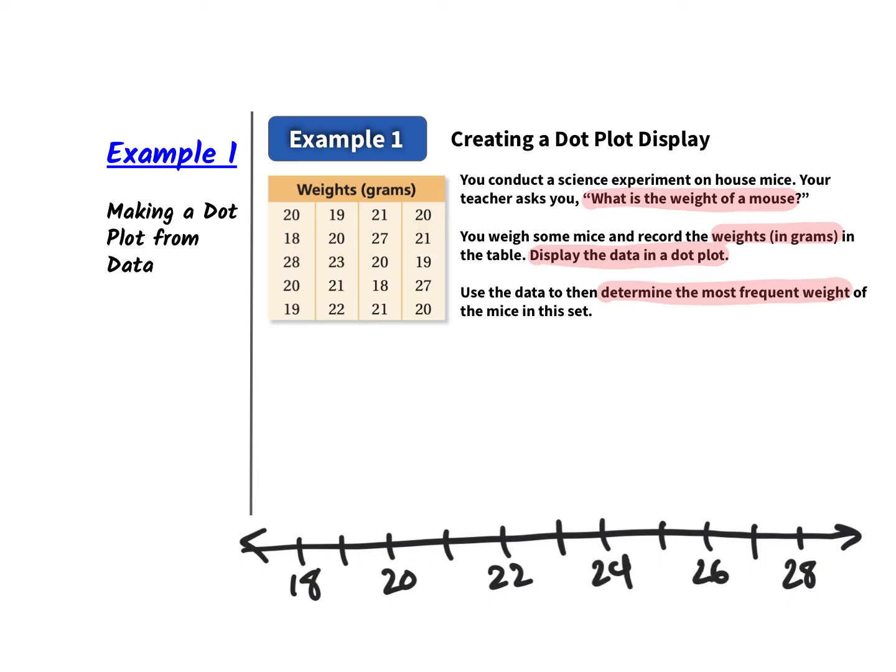And I make one dot for every single data value up here. So I see 18 twice, I'm going to make 2 dots. I'm going to make 19 3 times because 19 is on here 3 times. And then we just keep going at this pace. And so I'm going to fill these out for us here.